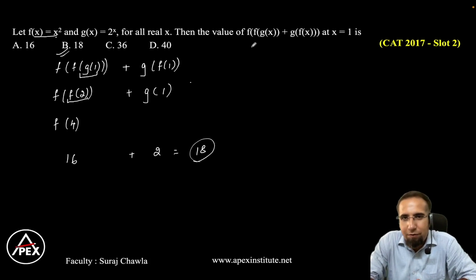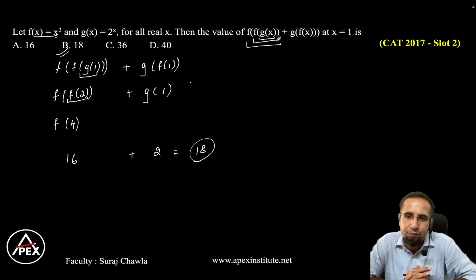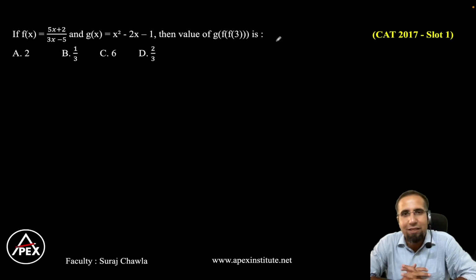Clear? Similarly, whenever we are given f of g of x, we first calculate the innermost value and then we keep on going out and out and out and finally get our final answer. Clear? Right? Now let's move to the next question here.